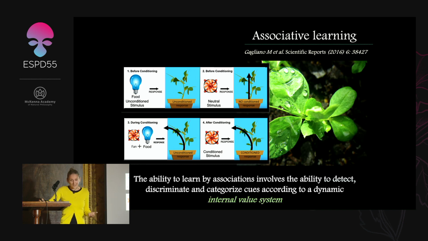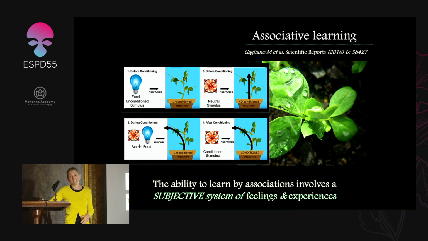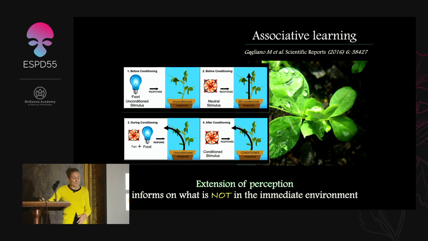So just like the dog, the plants must be able to detect, discriminate, and categorize according to an internal value system, which implies that there is a subjective someone that is feeling and experiencing. And just like the dog, this experience is extending the field of perception across time and space.